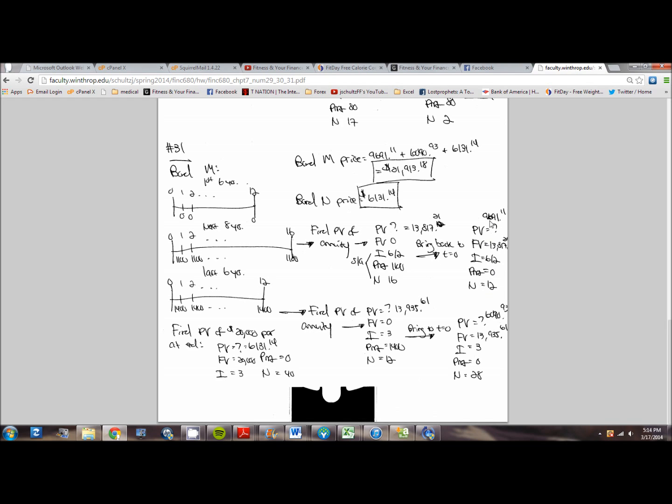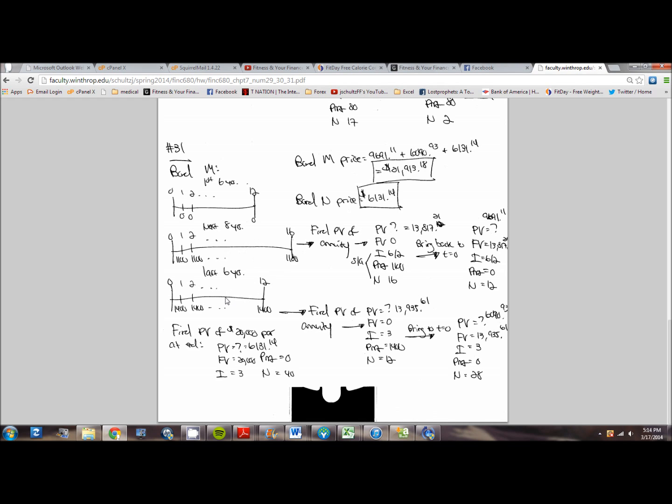I treat it as a lump sum. The payments have already been accounted for. I do not have to insert those payments again, because that would be double counting those payments. Then you find the present value of that lump sum, which is $9,691.11. So that basically takes care of this middle segment of the bond.